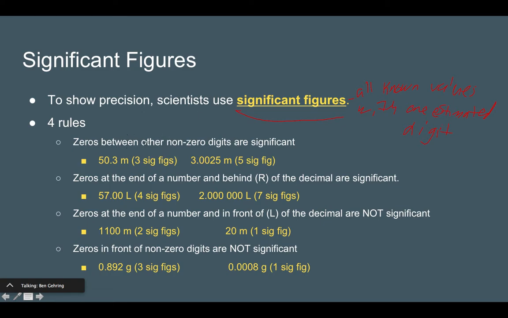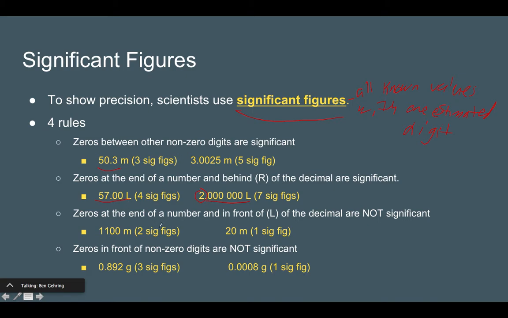So these rules are: zeros between non-zero digits are significant. For example, 5.03 has 3 significant digits because there's a non-zero with 5, a non-zero with 3, and the zero in the middle. So this is kind of implying that anything that's not 0 is considered significant because we had to measure it. Zeros at the end of a number behind a decimal are significant. So if we have a decimal and there's numbers to the left that aren't 0, the zeros behind the decimal are significant. So this one has 4 significant digits. This one, because there's a number that's not 0 here and a whole bunch of zeros after the decimal, there are 7 significant digits there.